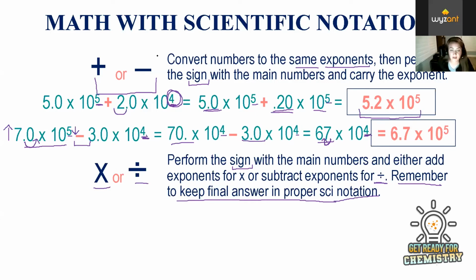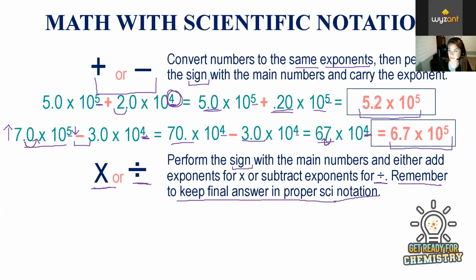Now I find that addition and subtraction are a little bit more tedious than multiplication and division. That's just my opinion, although I think a lot of students would agree. But the takeaway is, of course, make sure that your answer is in scientific notation as well. So 6.7 times 10 to the 5th. Okay, and then let's do a couple examples for multiplication and division.